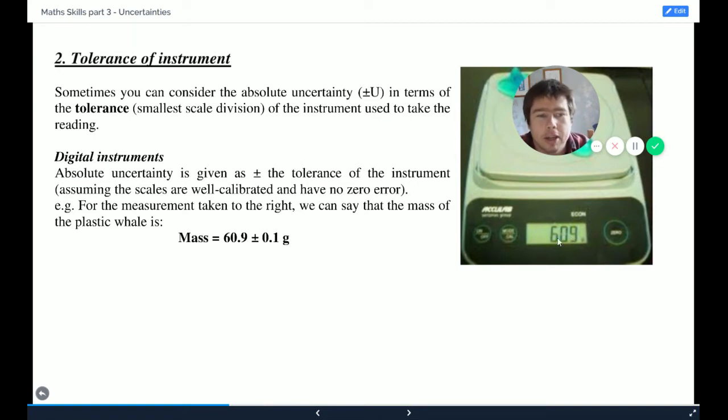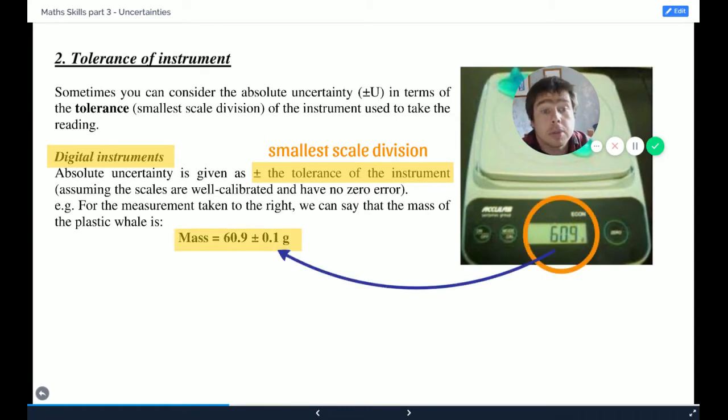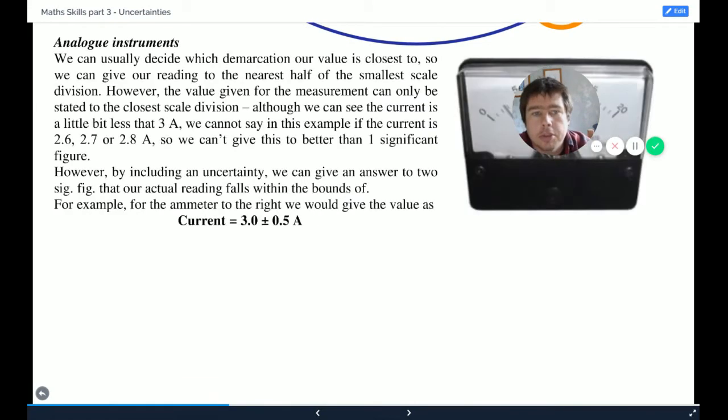So 60.9 grams here. Then the mass is 60.9 plus or minus 0.1, because it's really somewhere between 60.8 and 61.0 grams here. So the easiest way to remember it is we're going to look at the smallest scale division, small scale change. If this was a digital balance that went up in 0.2 grams, then it would be plus or minus 0.2. So we've got some of those in the department. So that's digital instruments. Analog instruments are a little bit different.